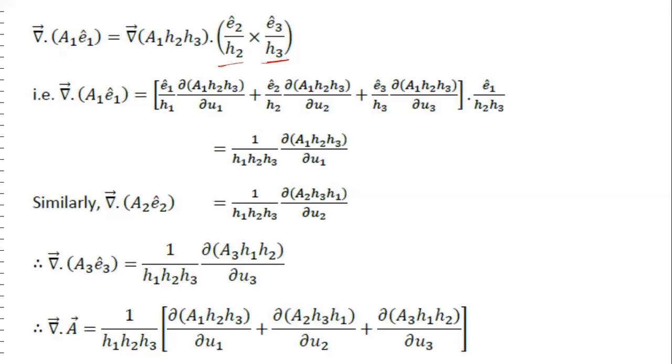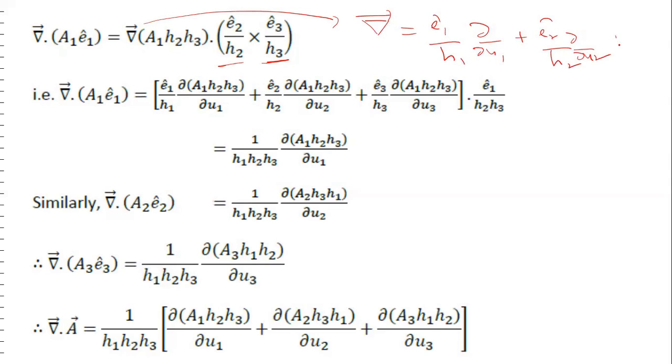Now if you continue here, this is your gradient del operator. Okay, del operator, you know that you can write it as e1 cap upon h1 del upon del u1 plus e2 cap upon h2 del upon del u2 plus e3 cap upon h3 del upon del u3. So if you follow the del operator that we discussed, you just put here this A1, h2, h3 are scalars, so you have to put in all these terms.